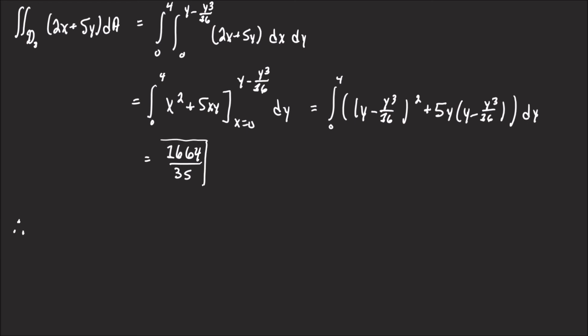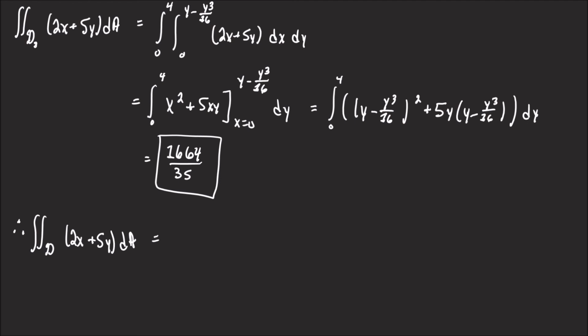So our total integral is going to be the sum of those three integrals. So it'll be negative 1696 over 35 plus 40 over 3 plus 1664 over 35. This will give us 1304 over 105.